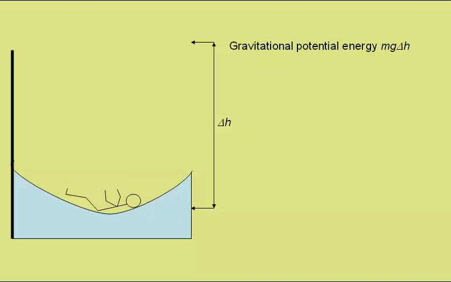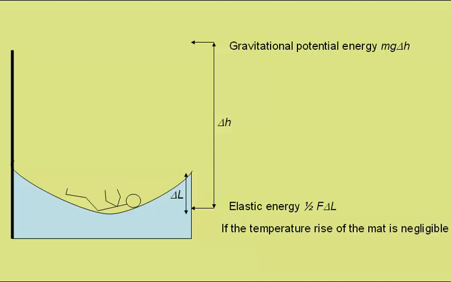The energy has now been stored as elastic energy in the crash mat, given by half times the average force exerted by the crash mat on the jumper, times the compression of the crash mat, and this distance here, delta L, gives us the compression of the crash mat. If the temperature rise of the mat can be considered as negligible, the gravitational potential energy of the jumper at the start, mg delta H, will equal the elastic energy of the crash mat, half F delta L. So you'll see the bigger L, the bigger the mat is able to compress, the smaller the force will have to be on the jumper.